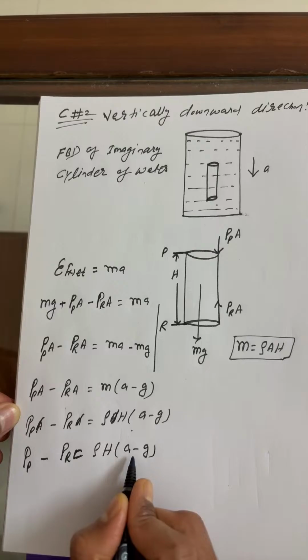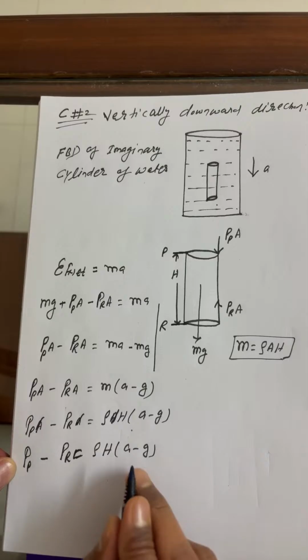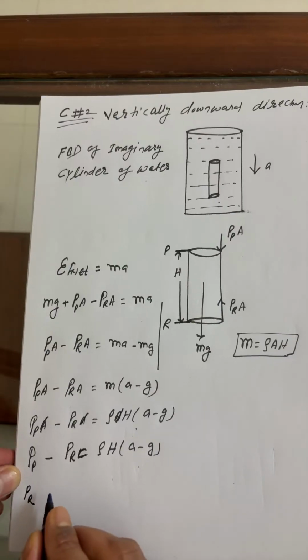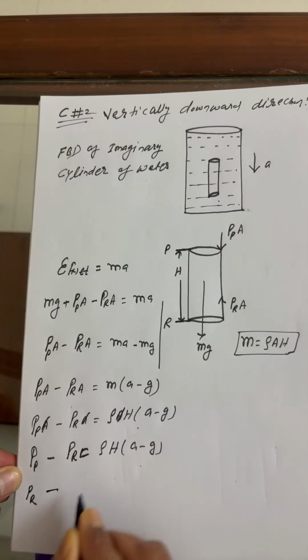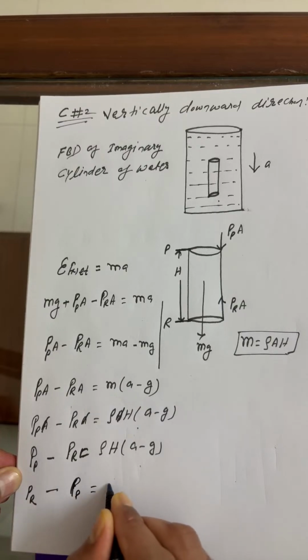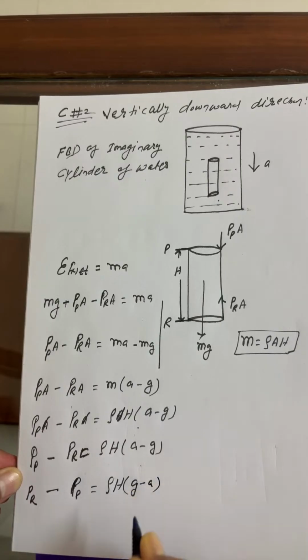Here I'll take the minus common. If I take minus common, then I can write pressure at R minus pressure at P is equal to rho H into g minus a.